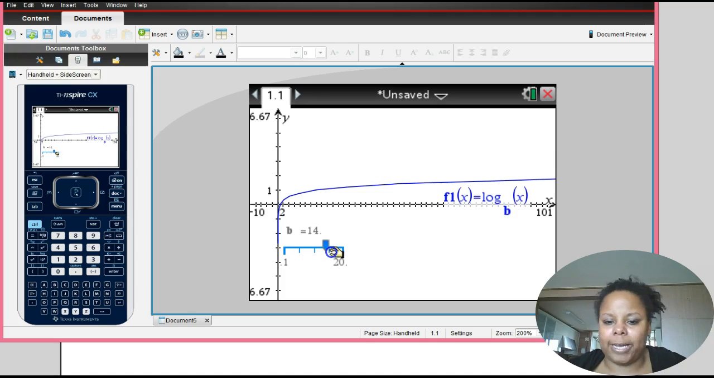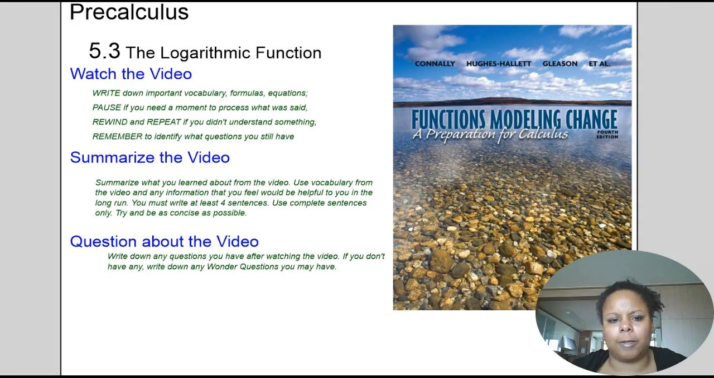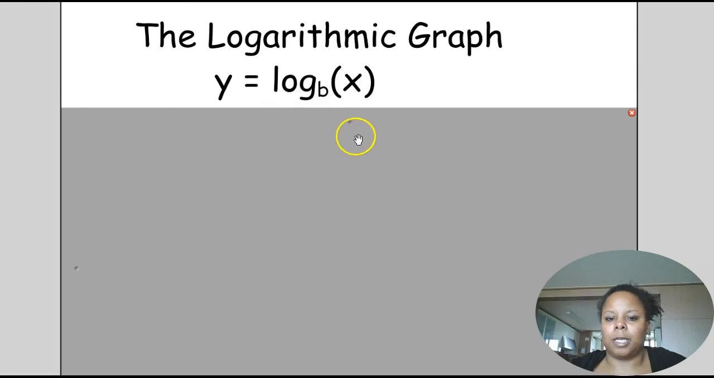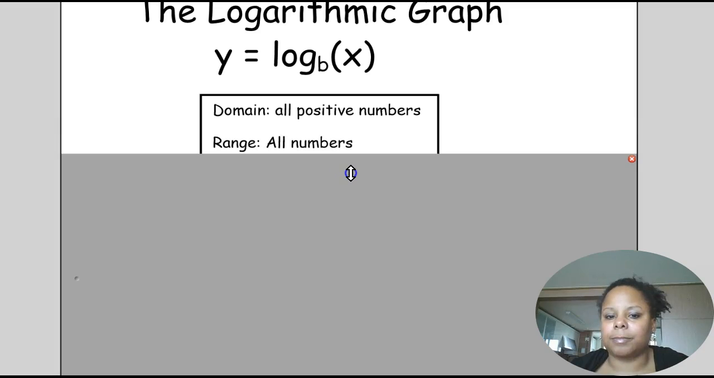No matter what I change the base to, certain things still seem to be the case. What are those things? Let's take a look at them one by one. First of all, the domain of the graph is all positive numbers. It never will have a negative x value. So no matter what B is, the domain is always all positive numbers.